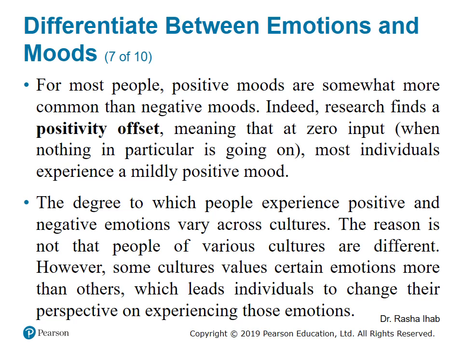When we compare different cultures, we can see that people experience positive and negative emotions differently across cultures. The reason behind that is not that people of various cultures are different. What makes this happen is that some cultures value certain emotions more than others. This leads individuals to change their perspective on experiencing those emotions. For example, if a certain culture values the emotions of love and happiness more than another culture, these people are going to have a more positive mood than the other culture. So it's all about the values that these cultures concentrate on rather than the other culture.